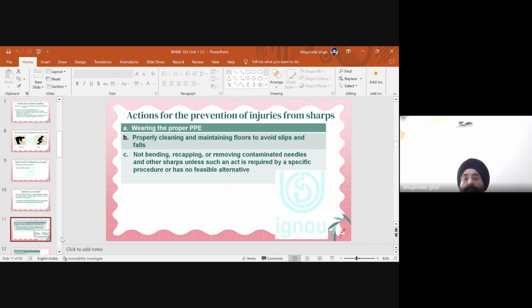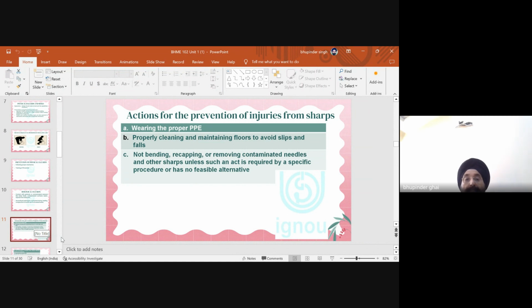Action for prevention of injury from sharps. So how can you prevent injury from sharps? The first is wearing proper personal protective equipment. Personal protective equipments are like gloves, face shield, goggles, apron, safety shoes. These are called personal protective equipment.